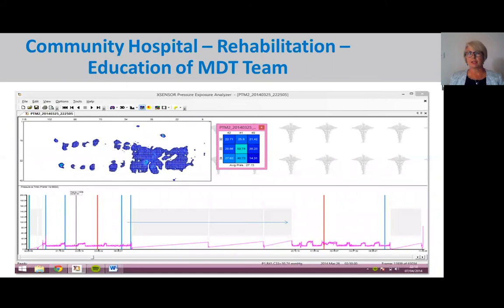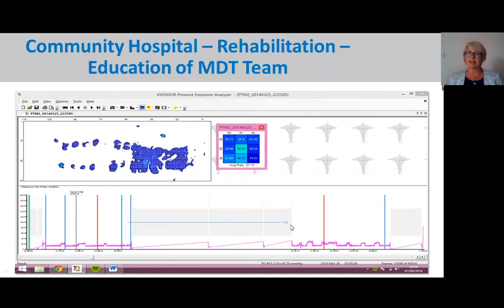So when we looked at the community hospitals, what we found was that although it was a rehabilitation hospital and the MDT were working together, the patient was not on the bed for quite a long period of time. And you can see this grey bit here, and that's when the patient has gone to the physio or OT department.